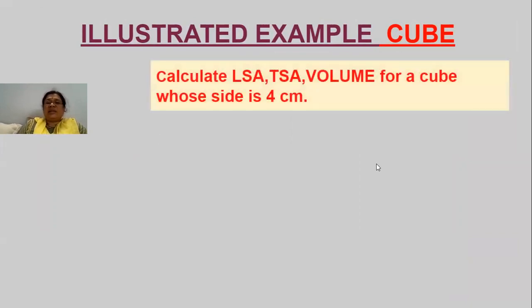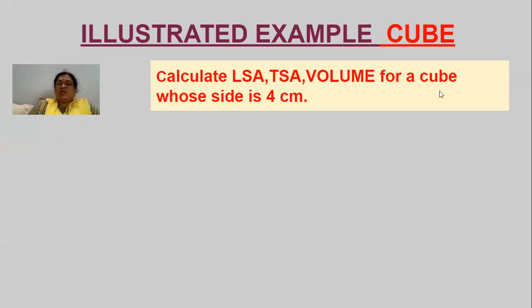See here, this is a direct question. Here I have taken a problem. Calculate the LSA, TSA, and volume of the cube whose side is 4 centimeters. This is a direct question, and this question you may get as a 2 marks question. Look carefully. The problem is regarding a cube. Cube means you have to draw the cube figure. So this is the cube figure.